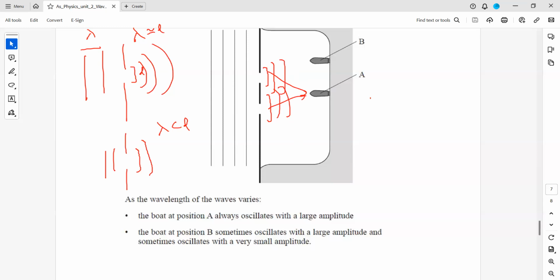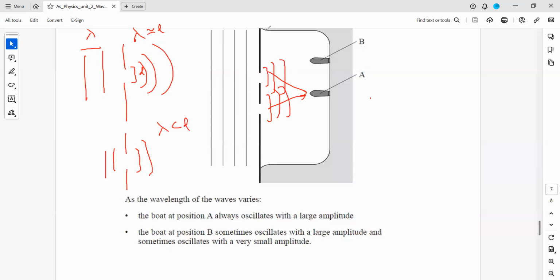But for B, what will happen? When the wavelength changes, the diffraction pattern changes. So the path difference can change, and there might be a constructive interference or a destructive interference. If it's a constructive interference, then it will vibrate at a higher amplitude. If there's a destructive interference, it will vibrate at a lower amplitude.